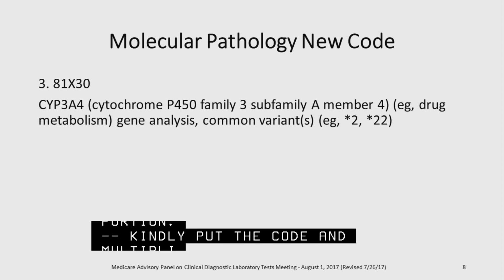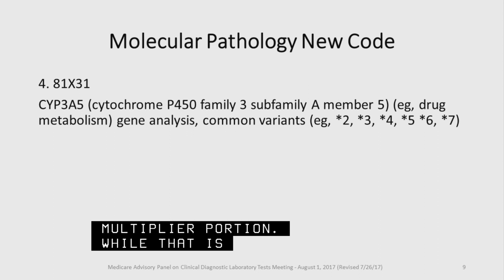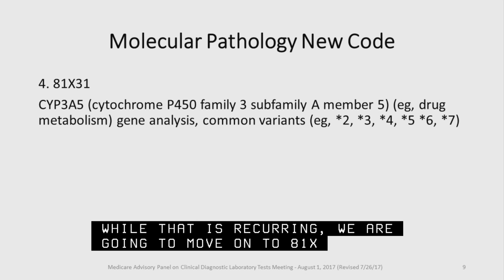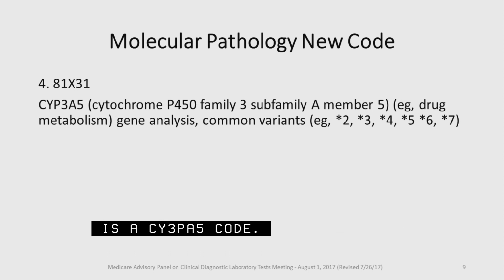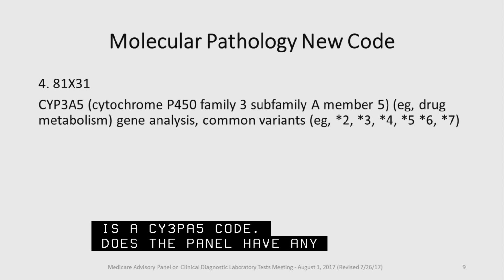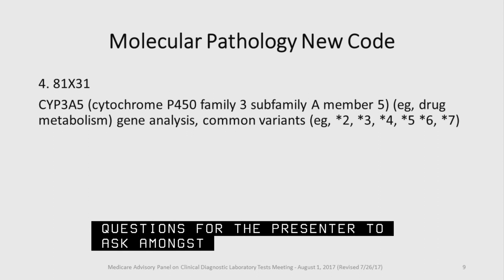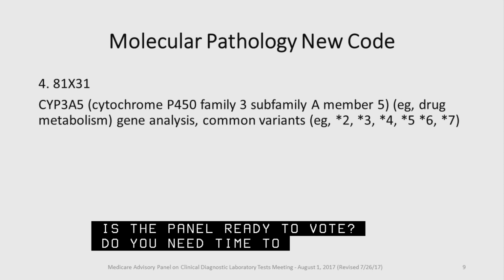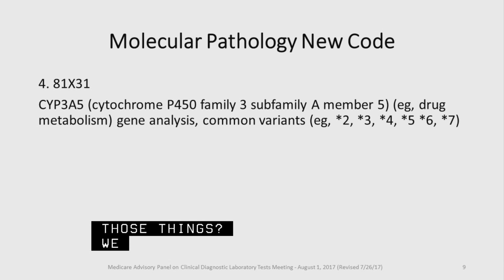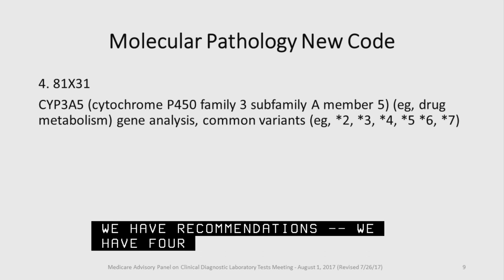So while the ballots are being collected, we're going to move on to 81X31, and this is a CYP3A5 code. Does the panel have any questions for the presenter? Any questions to ask amongst themselves? Is the panel ready to vote? Or do you need time to think about things? Let me just say that we have 2 recommendations to crosswalk it to 81225, and we have recommendations also, actually 4, to crosswalk to 81227. That's for 81X31.